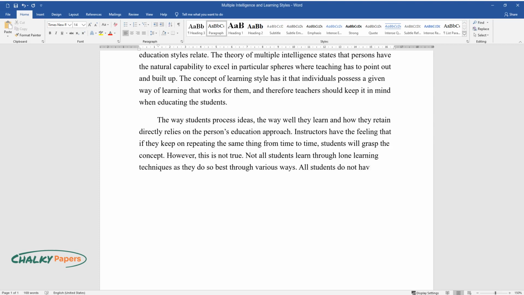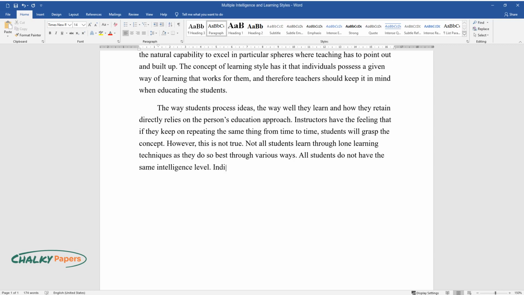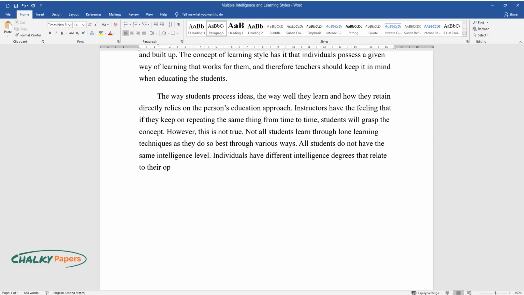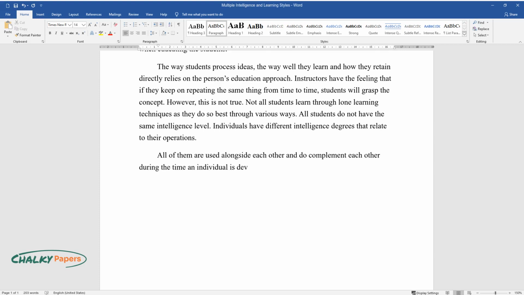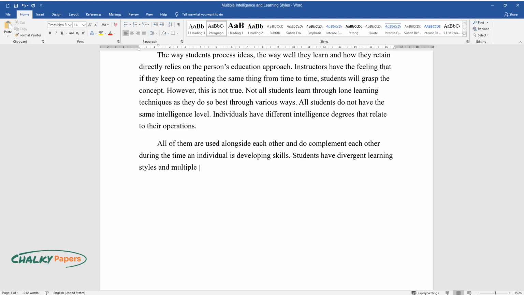All students do not have the same intelligence level. Individuals have different intelligence degrees that relate to their operations. All of them are used alongside each other and do complement each other during the time an individual is developing skills. Students have divergent learning styles and multiple intelligences.